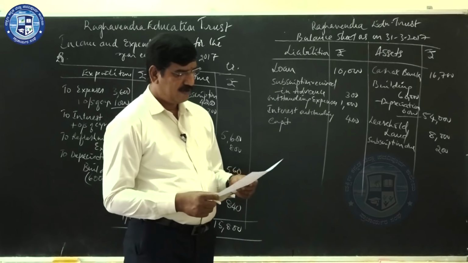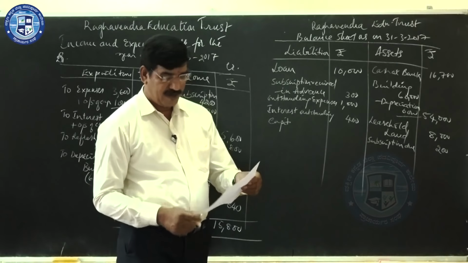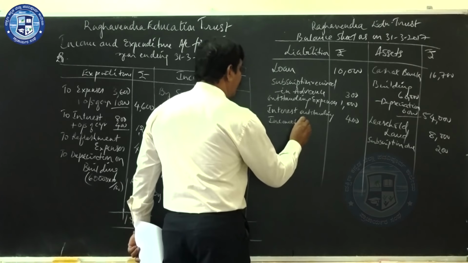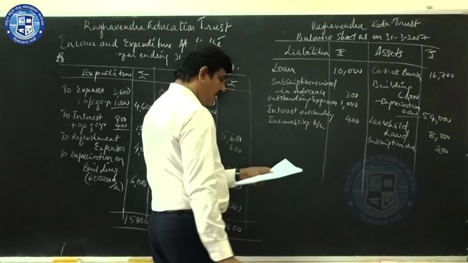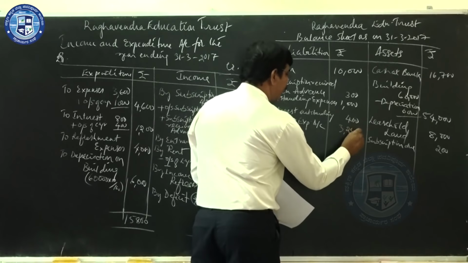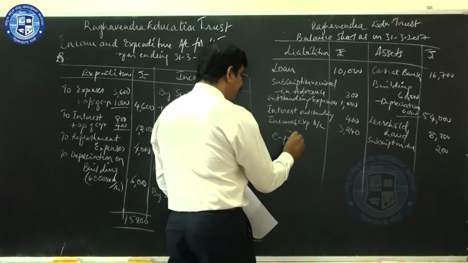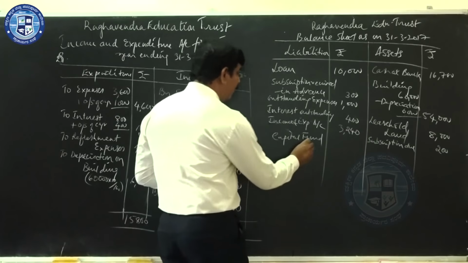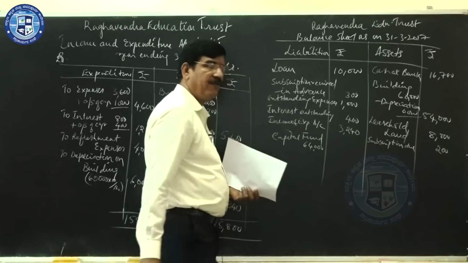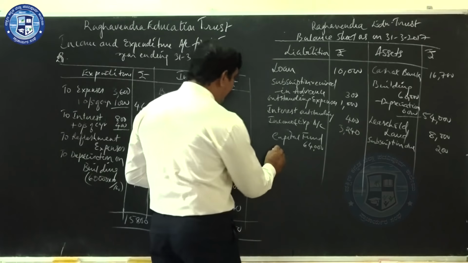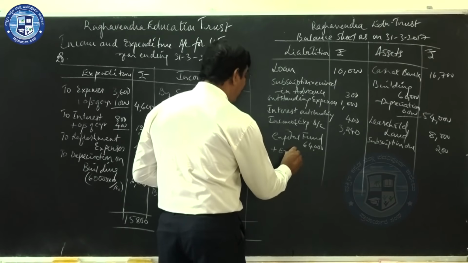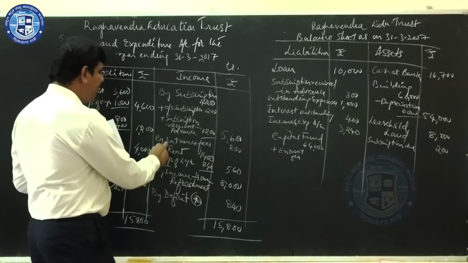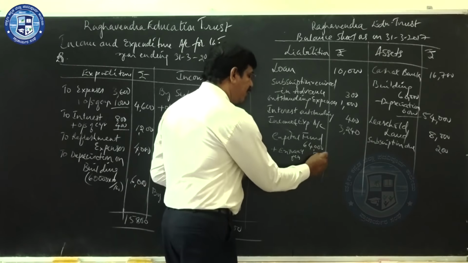One item is left out in the opening balance sheet, that is the income and expenditure account. I will write it first. Income and expenditure account, the amount is 3,240. Then write capital fund. The capital fund found in the opening balance sheet is 64,000. For this you add up all the items which are capitalized. In this problem, 50% of entrance fees is capitalized, which is 800. So 64,800.